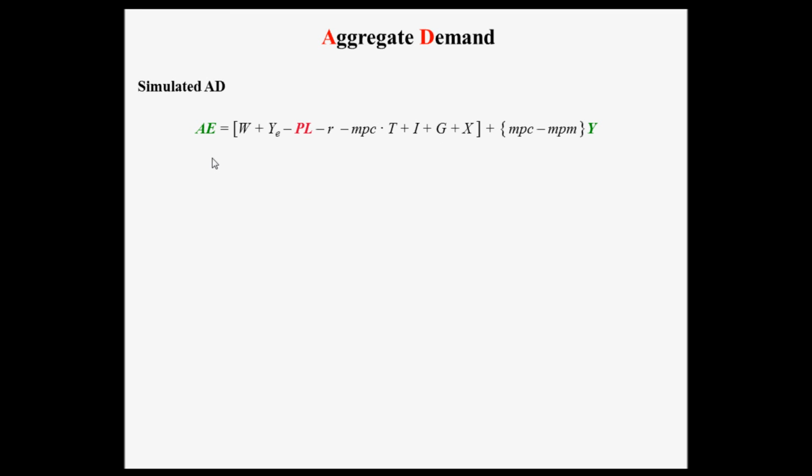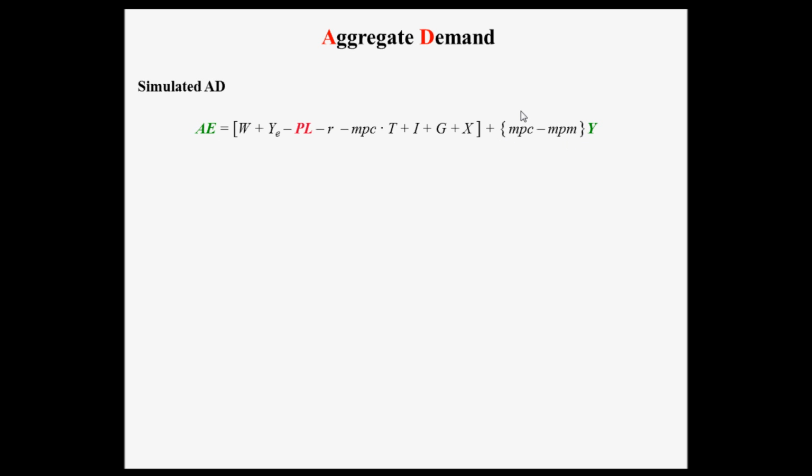In chapter 4, we learned about the aggregate expenditure model. In my book, it's presented as wealth plus expected future income minus price level minus real rate of interest minus the marginal propensity to consume times tax revenue plus investment expenditures plus government expenditures plus exports. And then that right there in the brackets is the intercept.